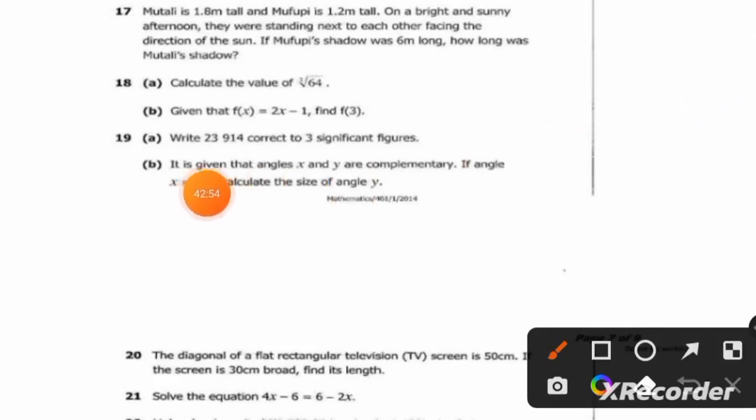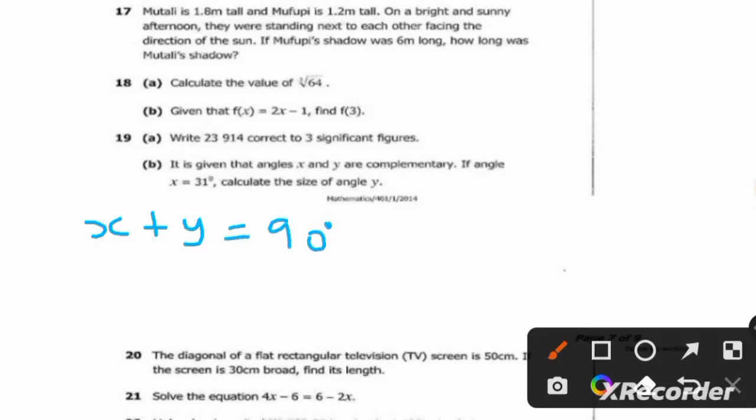It is given that angles x and y are complementary. If angle x is equal to 31 degrees, calculate the size of angle y. So complementary angles add up to 90 degrees. So we are simply saying x plus y is equal to 90 degrees.